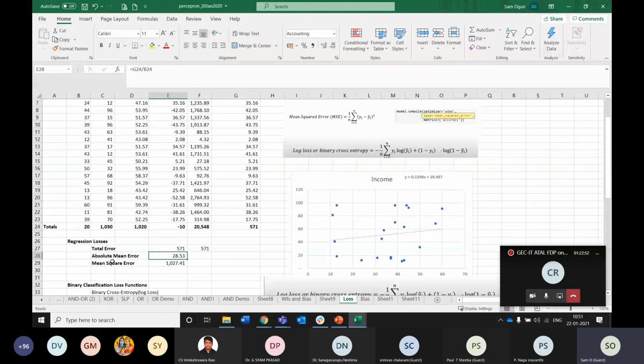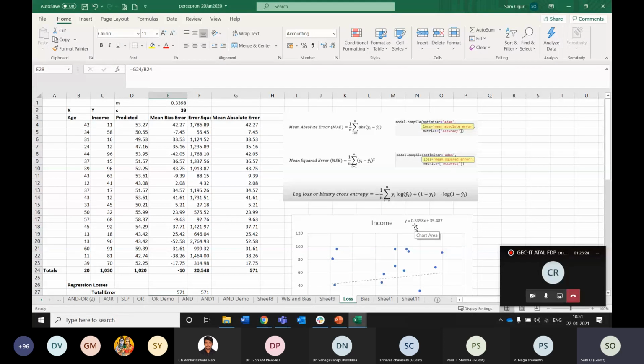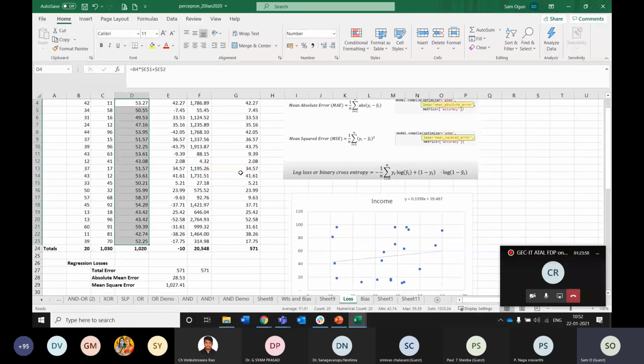So when anyone talks about mean absolute error, don't get confused. It is very, very simple. You take the difference between the actual value, which means the label that the data set has, and the predicted value, which is the value that your model has predicted. In my case, my model is y equals 0.3398 x plus 39.487, and column D are the predicted values. I take the difference between these two. Once I take the difference, I take the absolute value. When I say absolute value, I take out the negative sign and convert all those things into positive values. Then you sum it up and divide it by the number of samples. That's how you get the mean absolute error.